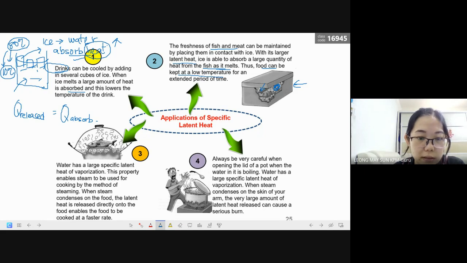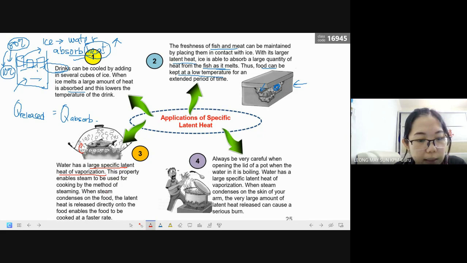Okay, this is one of my pointers. Now when we steam food, water has a large specific latent heat of vaporization. Vaporization means from water to gas, or from gas to water, vapor to water. So this property enables the steam to be used for cooking by the method of steaming. So when we steam, water changes to vapor, but it is the steam that helps us cook the fish or the food.